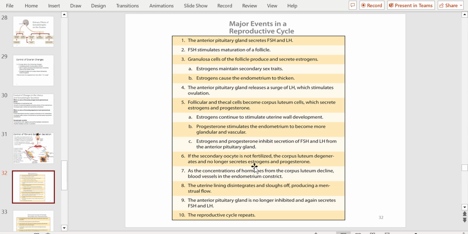If the secondary oocyte is not fertilized, though, the corpus luteum begins to degenerate and no longer secretes estrogen and progesterone. As the concentration of hormones from the corpus luteum declines, blood vessels in the endometrium constrict. The uterine lining begins to disintegrate and sloughs off, producing menstrual flow. The anterior pituitary gland is no longer inhibited and again secretes FSH and LH. The reproductive cycle repeats. Great little slide there. Love it.